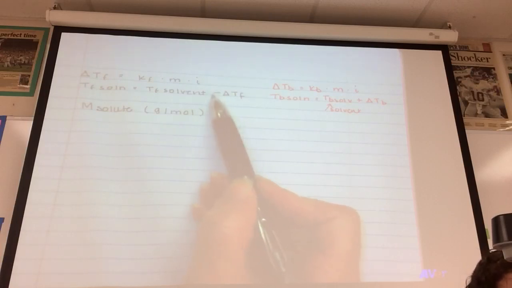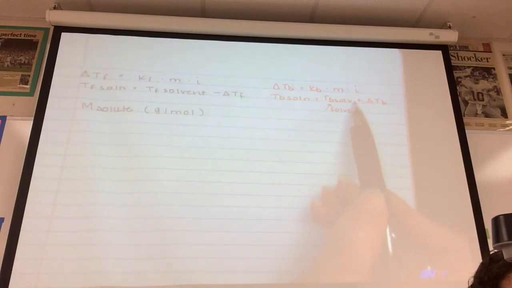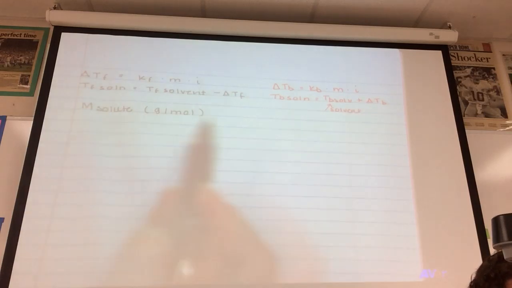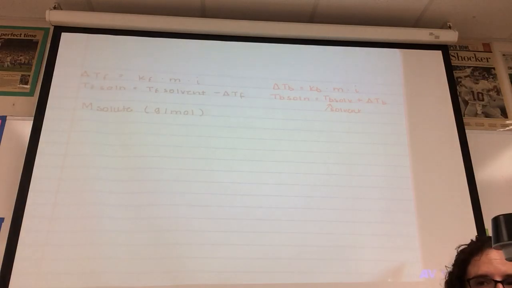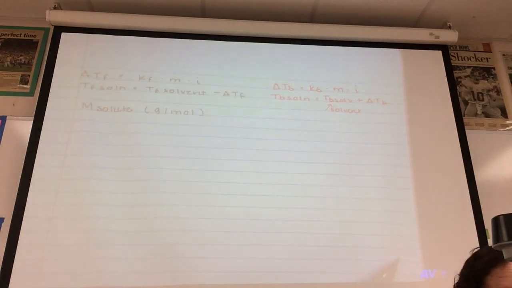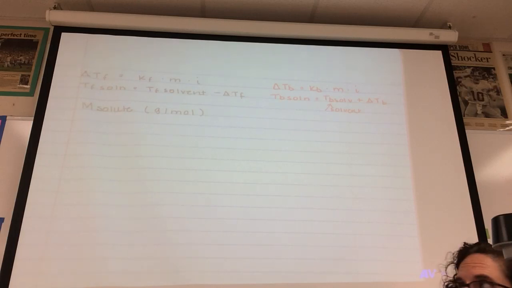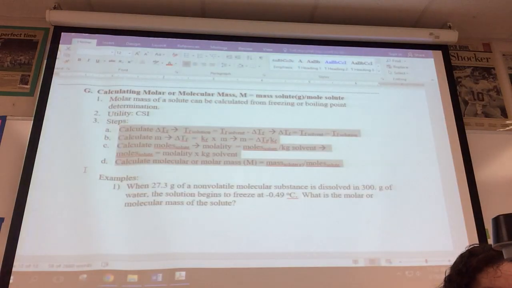So if it gets depressed, you subtract. If it gets elevated, you add. But from these formulas, you will be able to follow through on the four-step process to determine molar mass of the solute. It may not click together right away, but as we walk through a few problems, I think you'll feel very successful with this type of analysis. So those steps are listed there. I want to walk you through.